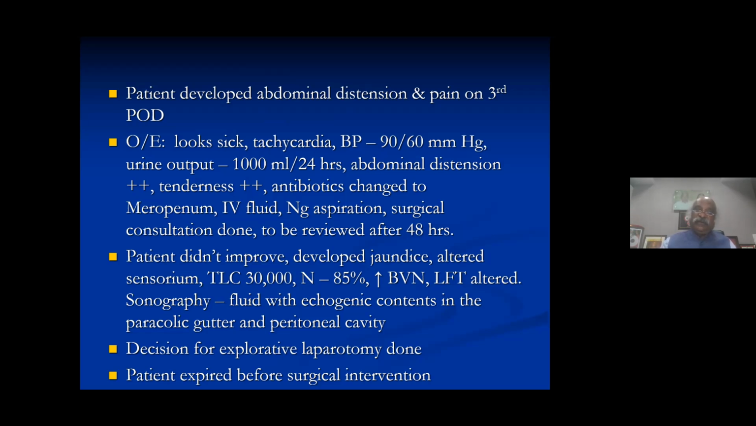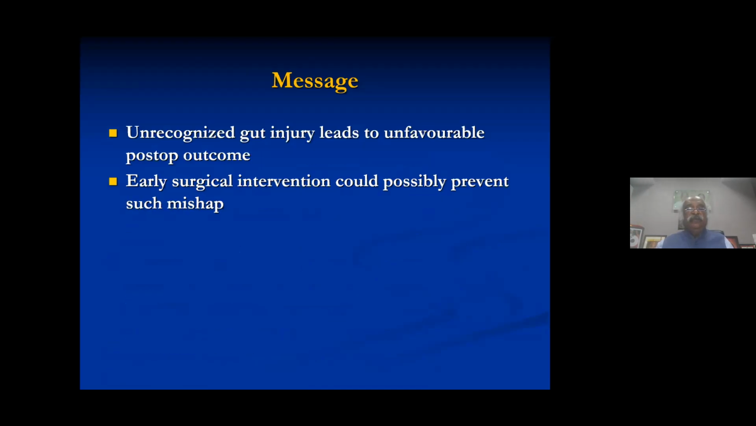Sonography showed fluid with echogenic contents in the paracolic gutter and peritoneal fluid. Decision for exploratory laparotomy was made, but the patient expired before surgical intervention. This is an unrecognized gut injury, leading to an unfavorable post-op outcome. Early surgical intervention could possibly prevent such a mishap.